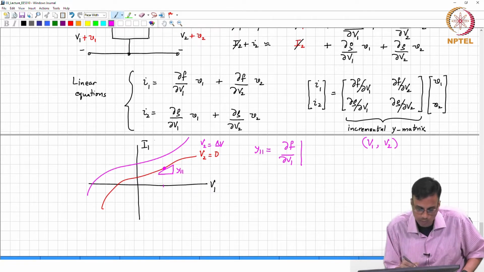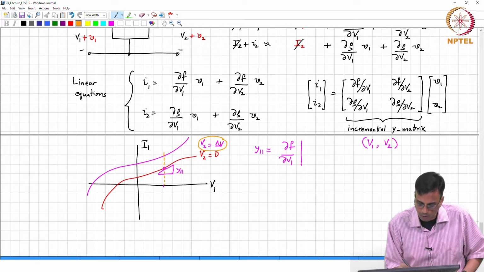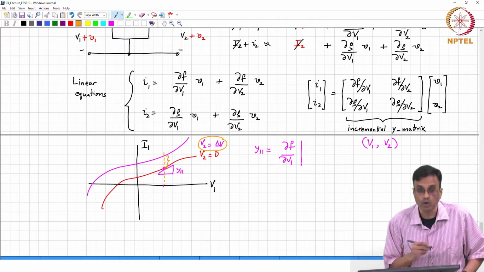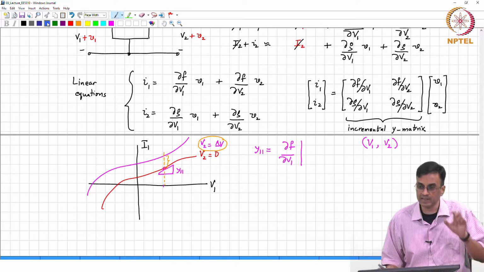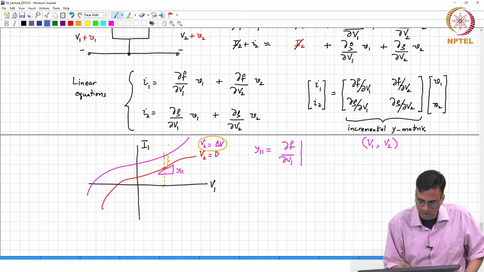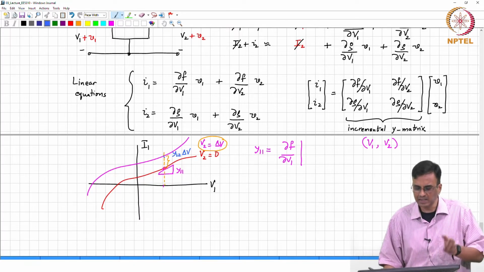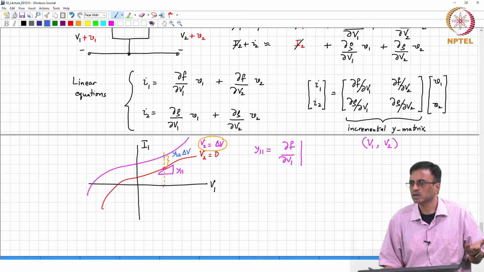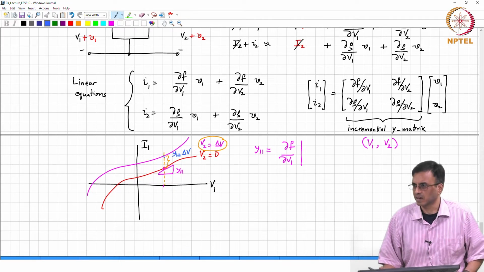Yeah, very good. So, what he is suggesting is that at this operating point, we know that V2 is changed by a small amount, and therefore, what does that spacing indicate? It is y12 into delta V. Okay. And you can see that this is exactly analogous to what we did in the linear case.